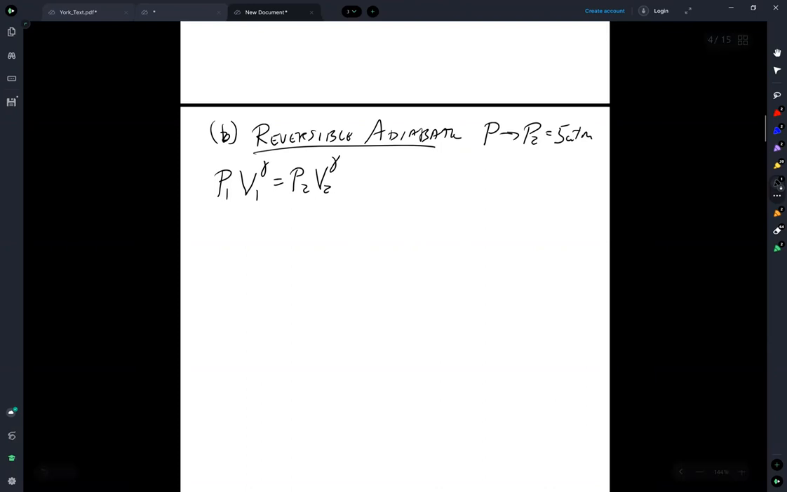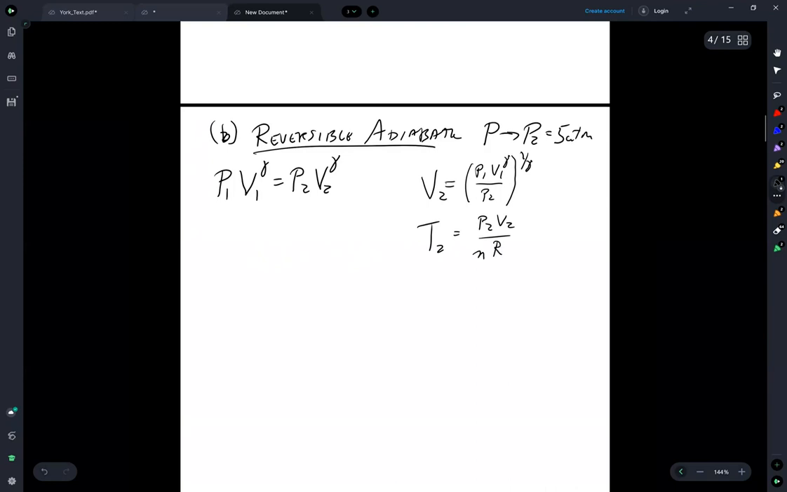So V2 is equal to P1 V1 to the gamma over P2, quantity raised to the 1 over gamma. And T2 is equal to P2 V2 over NR.